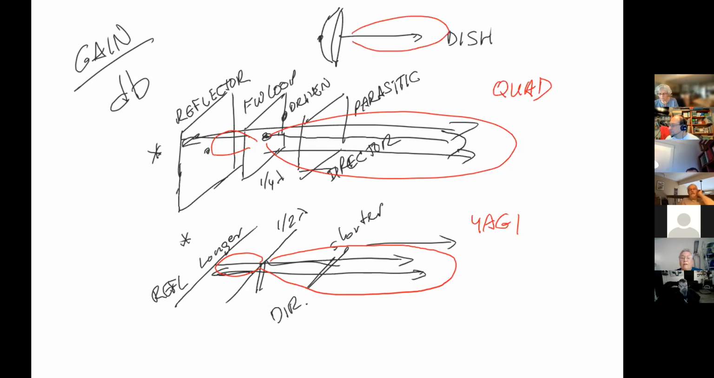Wait, did you say the quad and the Yagi are both beam antennas? They're both beam antennas. Dish is something else. Okay, the dish is a dish. But basically what's important to note is that they're all directional antennas, and they all have something called gain. What is their gain measured in? dB. Okay.